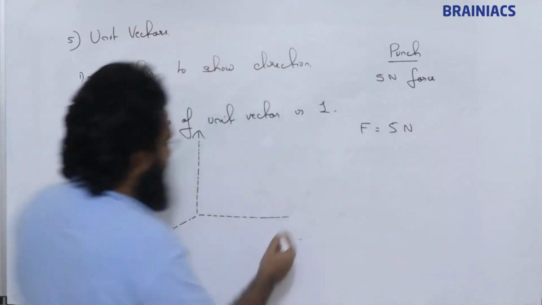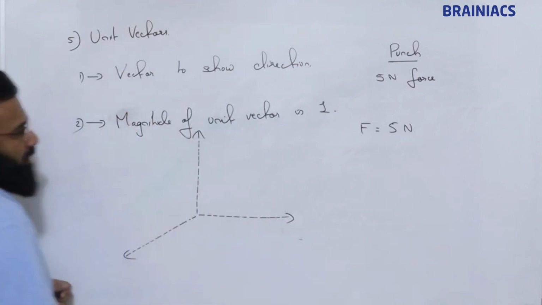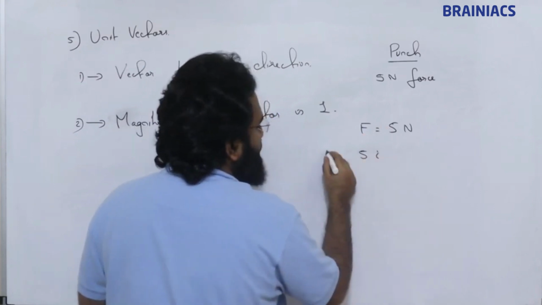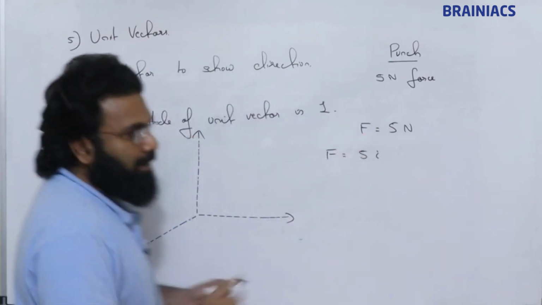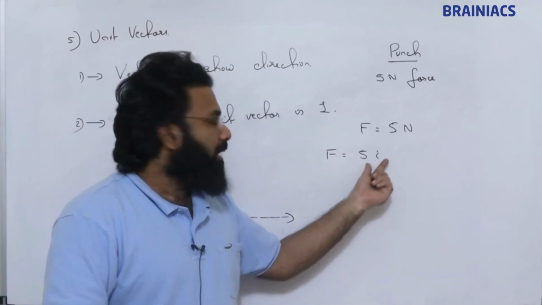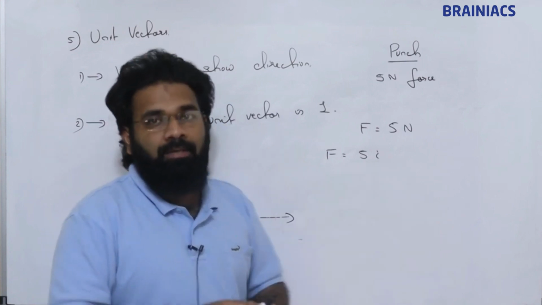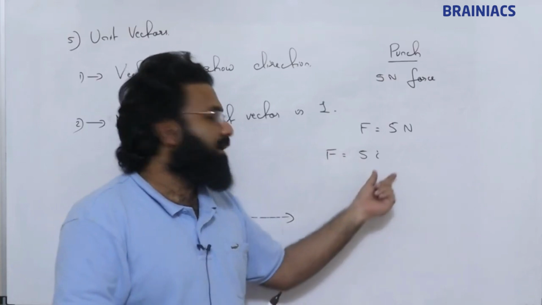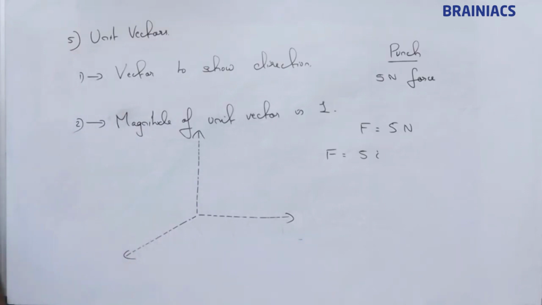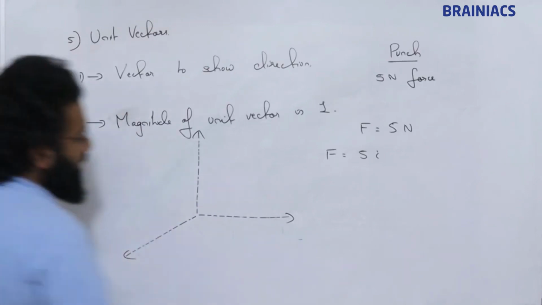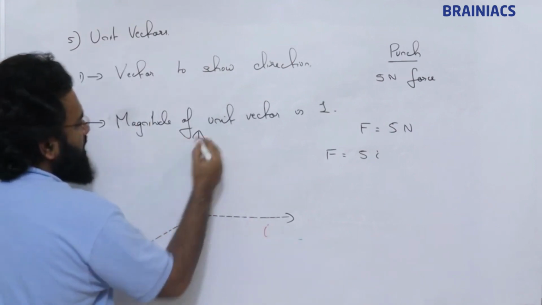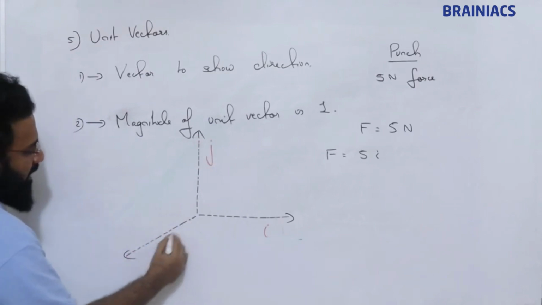So when we mark x, y, z, suppose if I am punching in this direction, if I write force is equal to 5i, then we will get an idea. The magnitude of force is 5 Newton. At the same time, the direction is in i direction. So we will get that idea. i means x. So the unit vectors are used to denote x, y and z. For x direction we use i, y direction we use j, z direction we use k.